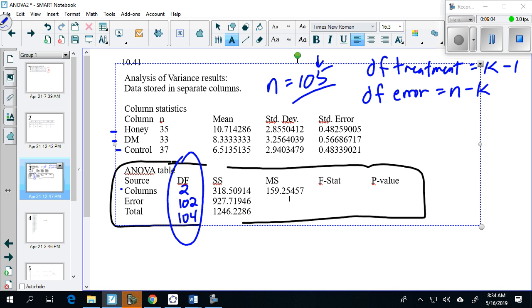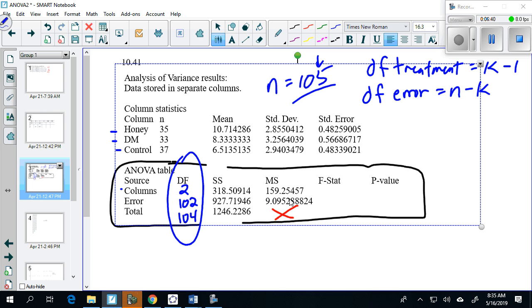How do I calculate the mean square for error? Same thing. We take the sums of squares for error, 927.71946, divided by 102. So this one was 9.095288824. So there's the mean squares. How do I do mean square for total? You don't. Nothing goes in that block.